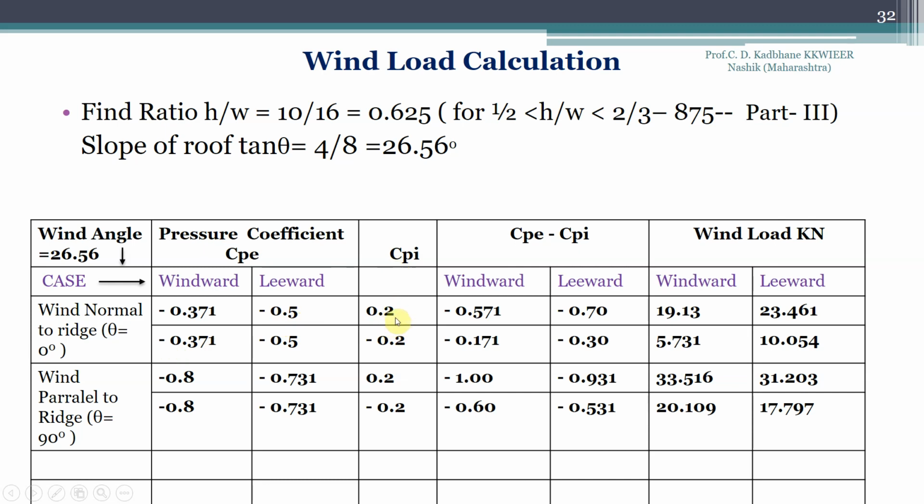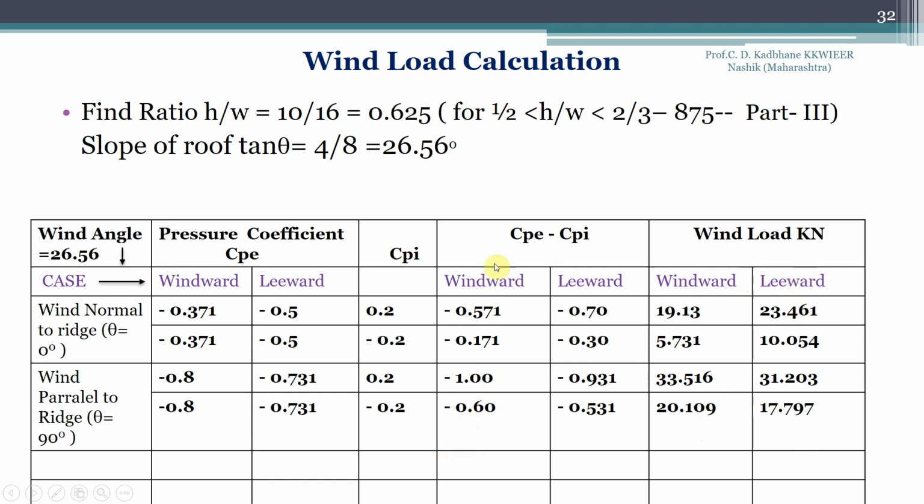In this case we have assumed internal pressure as plus minus 0.2, that is for a normal permeable structure. Whenever there is a medium permeable structure, this value is taken as plus minus 0.5. When it's a highly permeable structure, then these two values are considered as 0.7. So here CP, that is external wind pressure minus internal wind pressure, is calculated for the windward direction and leeward direction. Similarly wind loads are calculated for the windward direction and leeward direction.